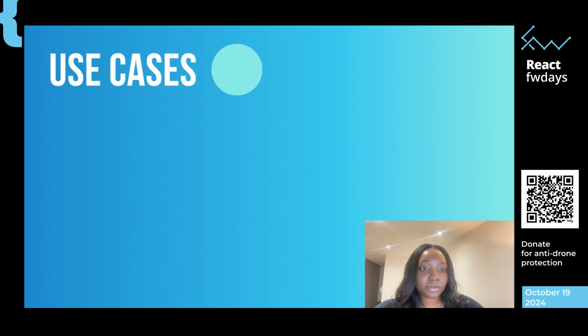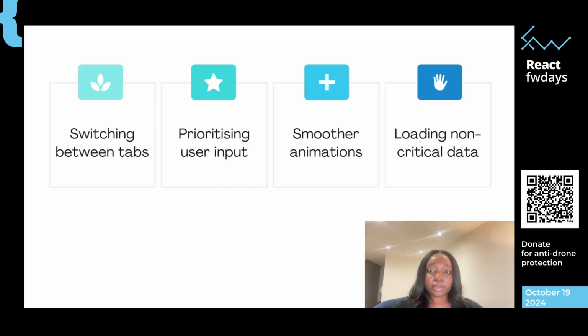Okay, so running through the use cases now, starting off with what we just saw, switching between tabs and using useTransition and Suspense in tandem to make that work the way it did. But that's one example of many. Another example would be prioritizing user input. So if you had a search field and you had a list and you were searching through for a specific value within that list, that's another way that you would use it.